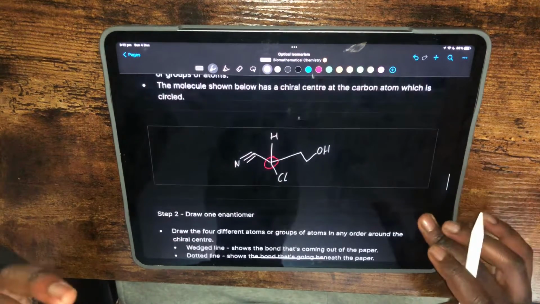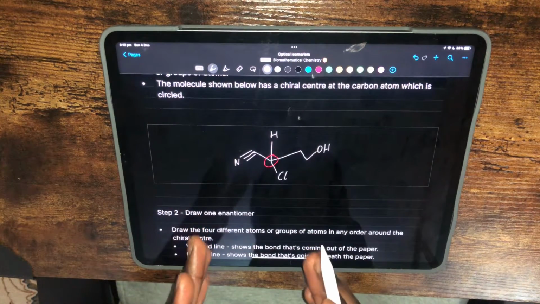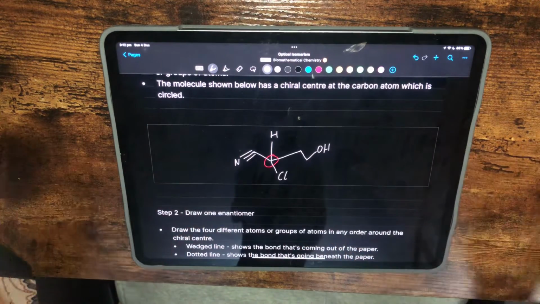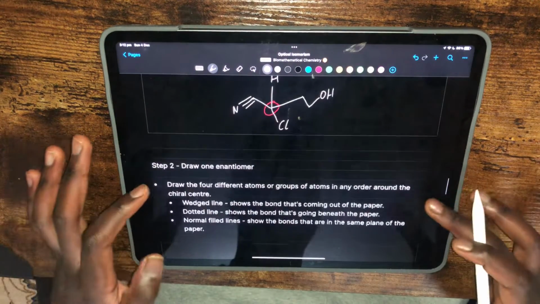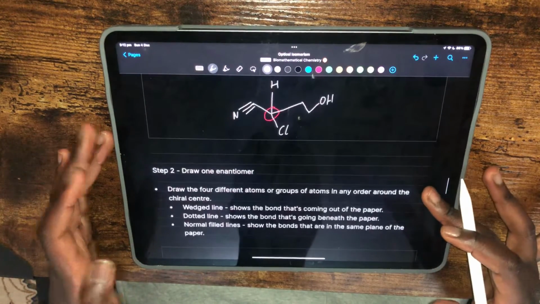So I want you to pause the video now and actually try and draw this compound out as an enantiomer. Just draw this one out using what I've just said before. Alright, I assume that you've unpaused the video now and you've tried to draw that out. So how would I draw that out?